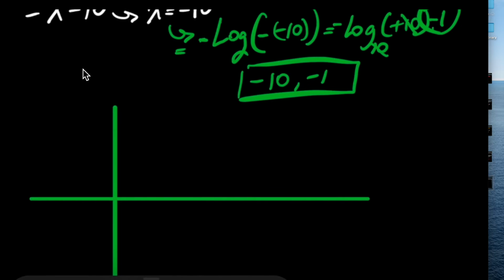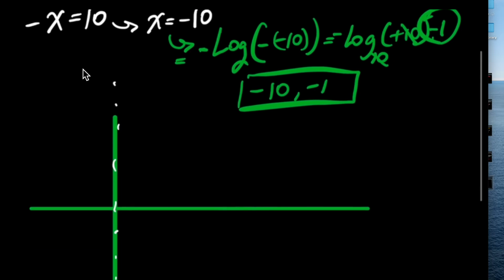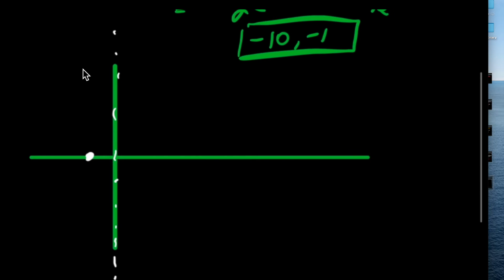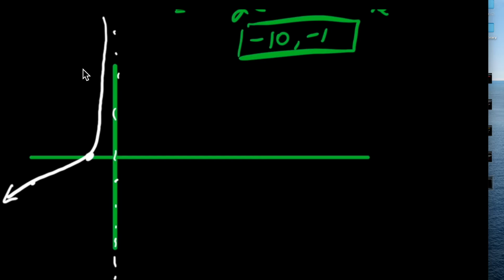Okay, let's go ahead and graph it. We have a vertical asymptote at x equals 0, otherwise known as the y-axis. Our first point is (-1, 0). Our second point is going to be (-10, -1). So here, the graph is going to hug the vertical asymptote and then approach the third quadrant just as we predicted.